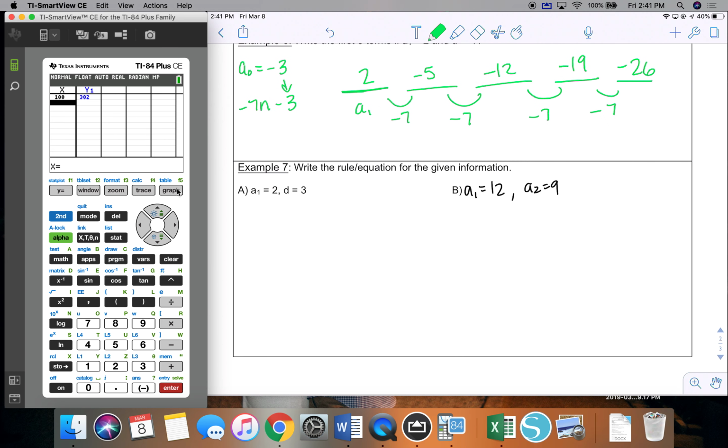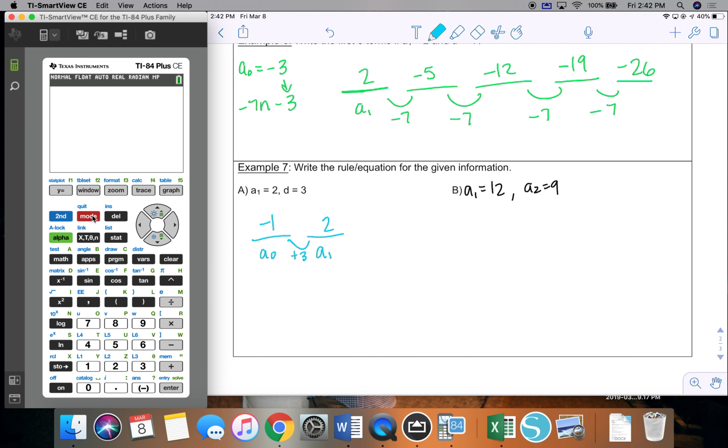And then example 7, they've given us 2 things here. So write the rule for the given function, the given equation. So in this example 7, I don't know what a sub 0 is, but I got a sub 1 is 2. So they added 3 to get to 2, so I need to take away 3 to get back. And so I would figure out that my starting is at a negative 1. So my rule would be the difference times n plus a sub 0. So that's just a minus 1.